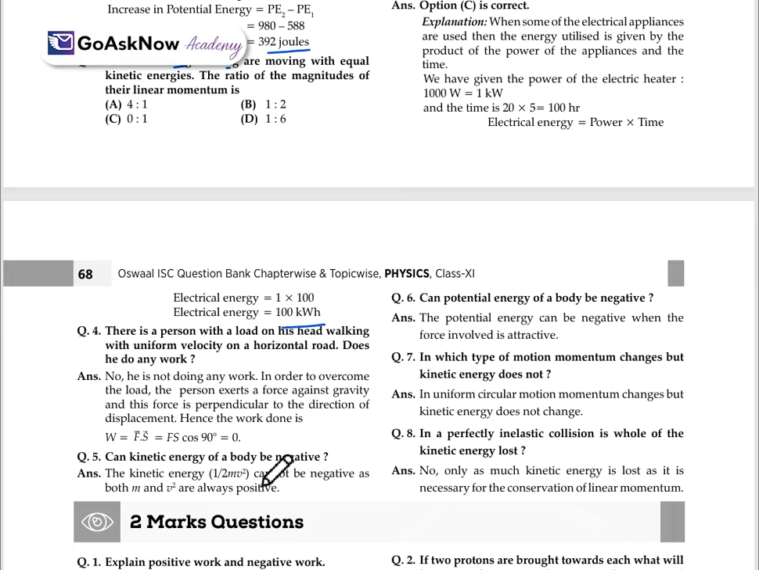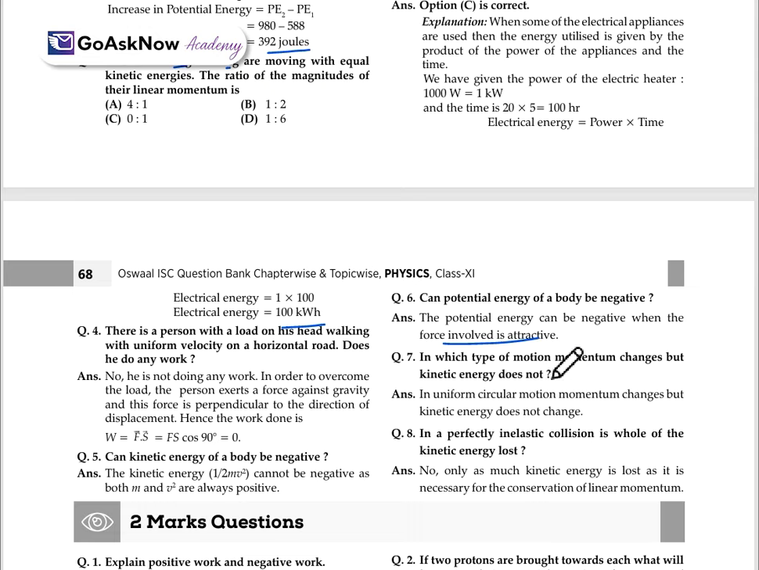The kinetic energy is half mv square, as we already know. It cannot be negative, as both m and v square are always positive. Mass cannot be negative, v square cannot be negative, so obviously kinetic energy cannot be negative. Can potential energy of a body be negative? The potential energy can be negative when the force involved is attractive. If the force is attractive, then it can be negative.